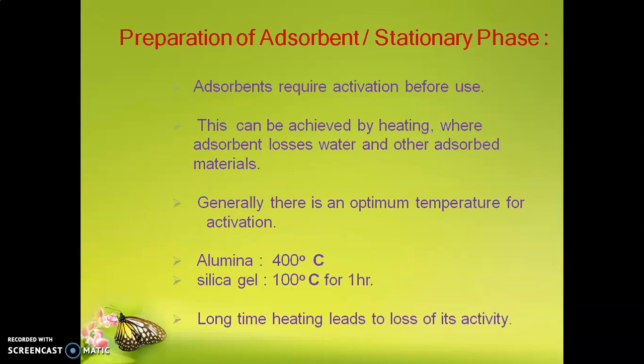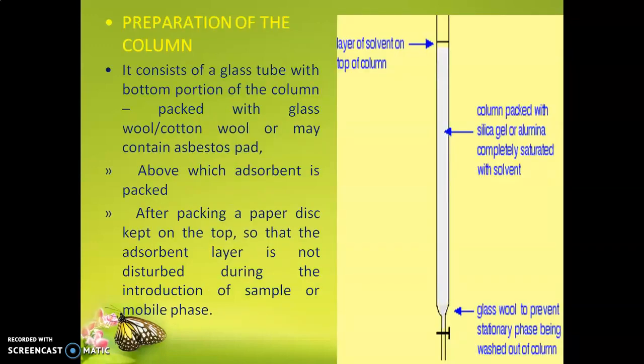Then how to prepare the adsorbent or stationary phase? The adsorbent requires activation before use, because moisture gets absorbed on the adsorbent and it can interfere in the separation. This can be achieved by heating, where the adsorbent loses water and other adsorbed material. Generally there is an optimum temperature for activation. For silica gel we require 100 degrees Celsius for 1 hour, but for alumina we require 400 degrees Celsius. If we keep heating the stationary phase for a long time, then loss of activity is possible.